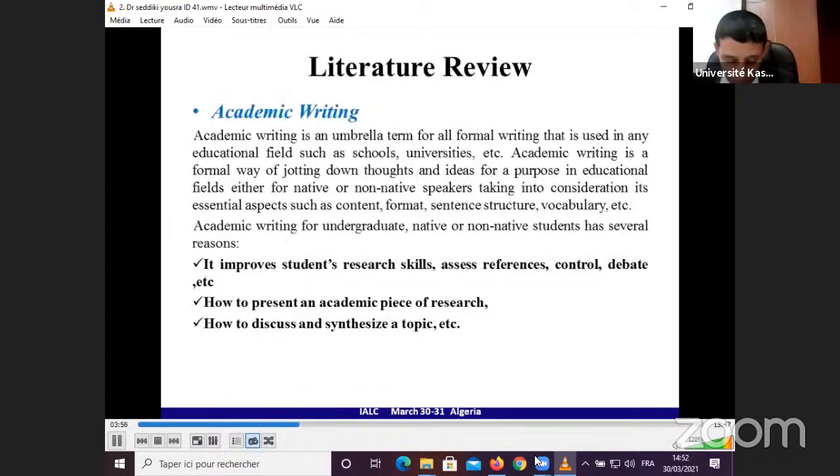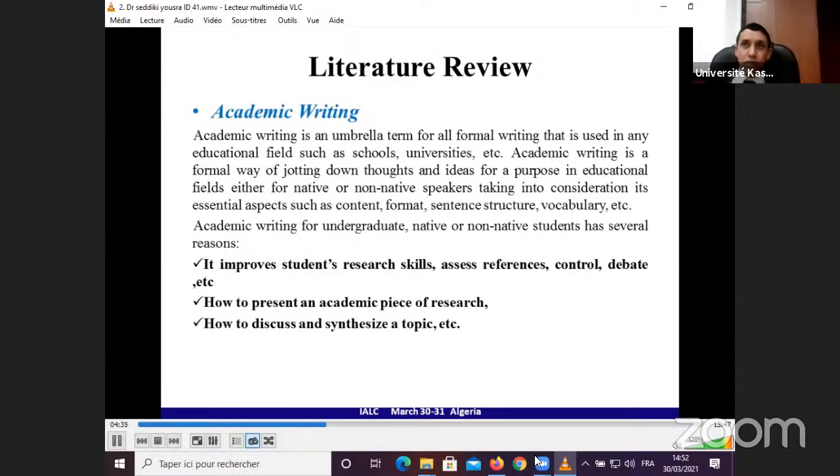Let's also review academic writing. Academic writing is an umbrella term for all formal writing that is used in educational fields such as schools, universities, etc. Academic writing is a formal way of jotting down thoughts and ideas for a purpose in educational fields, either from native or non-native speakers, taking into consideration its essential aspects such as content, format, sentence structure, vocabulary, etc. Academic writing for undergraduate, native or non-native students has several reasons.